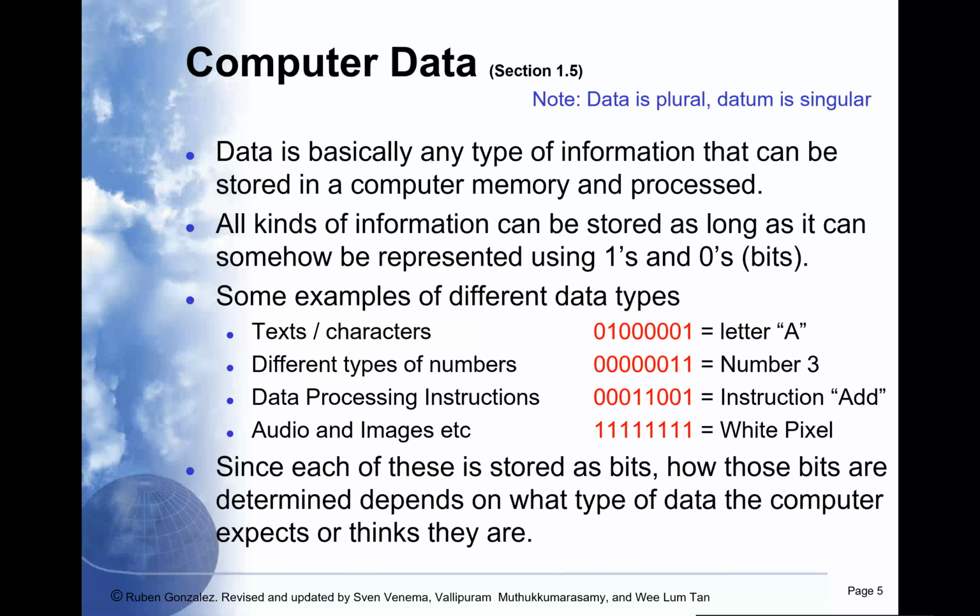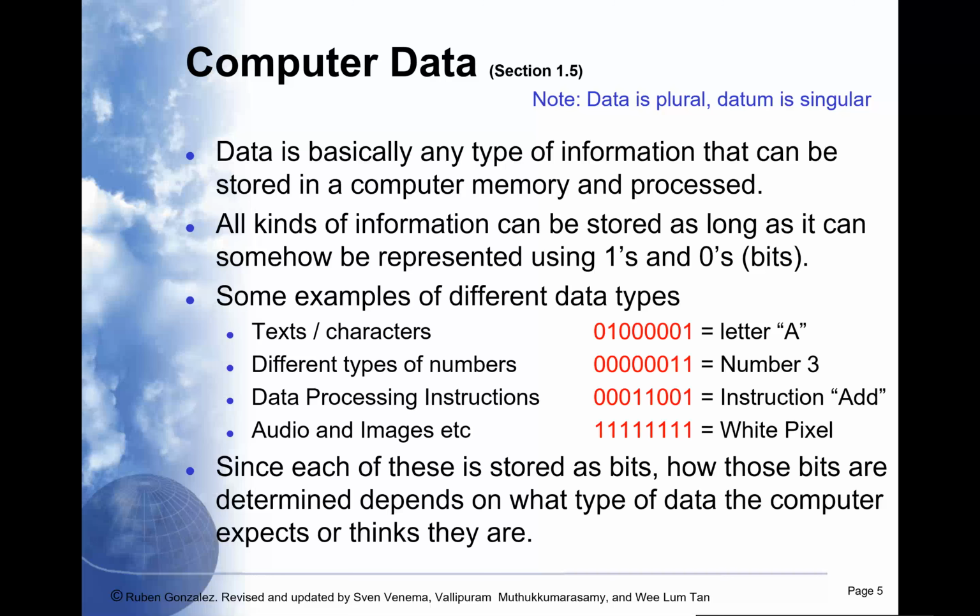We can represent text or characters. So 0, 1, 0, 0, 0, 0, 0, 1 apparently is the letter capital A. When we learn more about ASCII characters, you will probably see that yes, that is the lookup table representation of the character capital A.